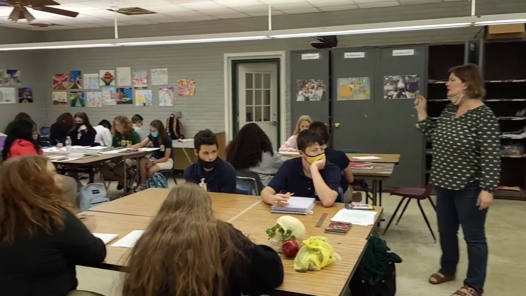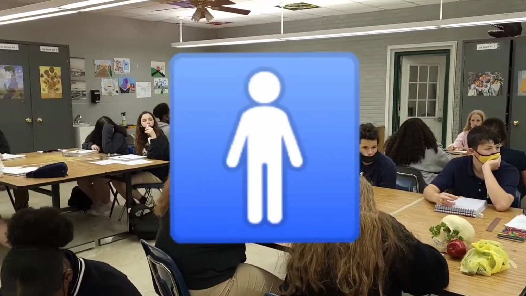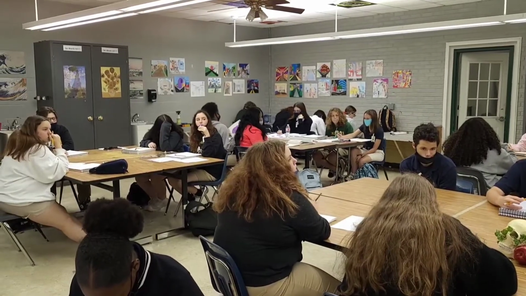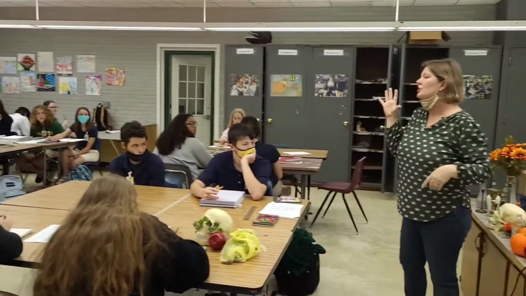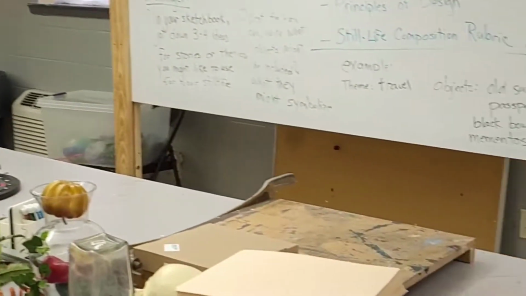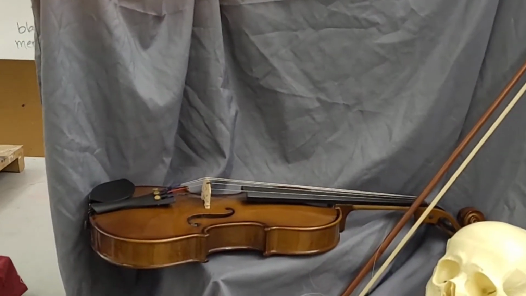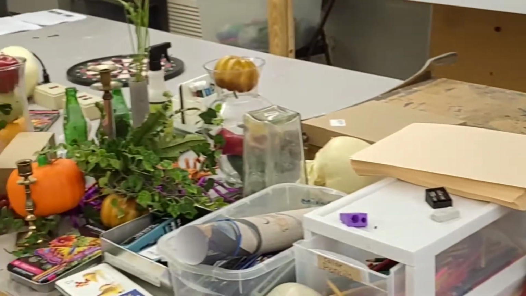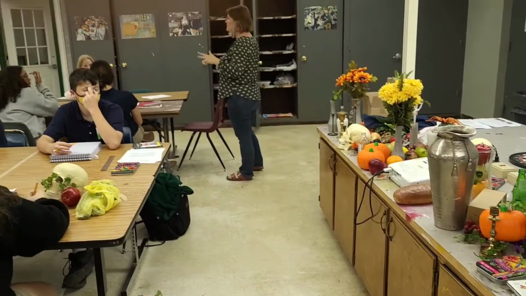Once you have that written down, think about what each one of those items would symbolize in this still life. So I've got an example up here. If you chose the theme of travel, some of the objects you might use might be an old suitcase, a passport, a black bow tie, some mementos, maybe from the trip. So what would that stuff symbolize?